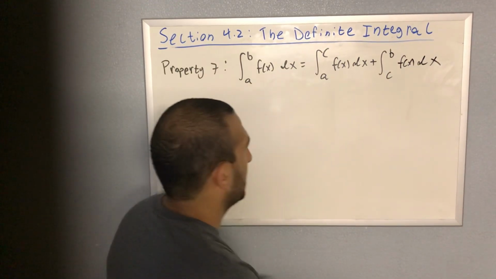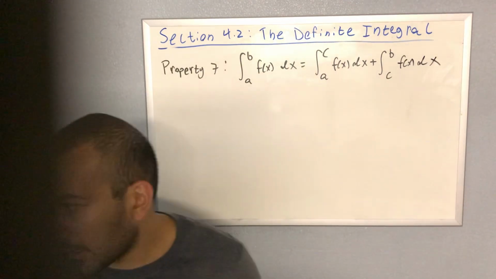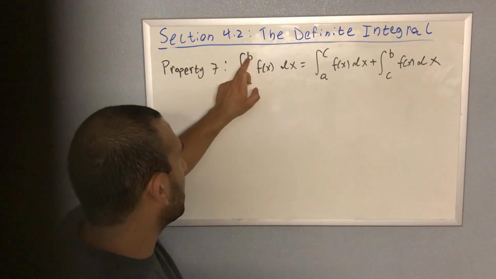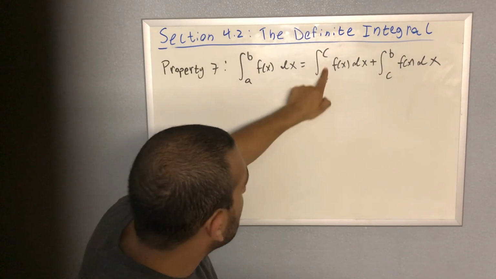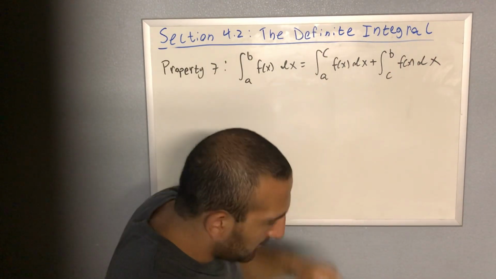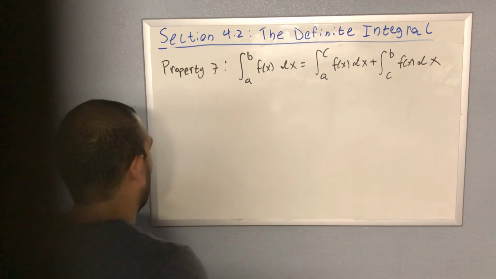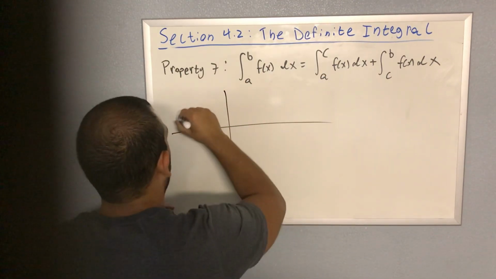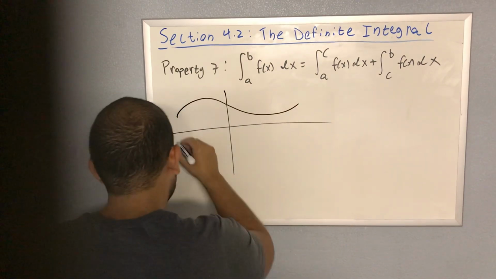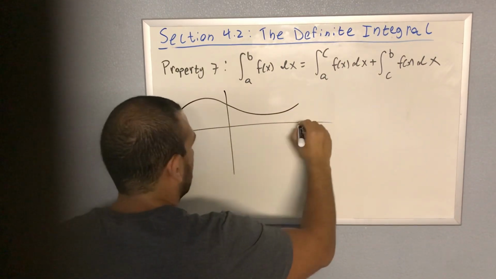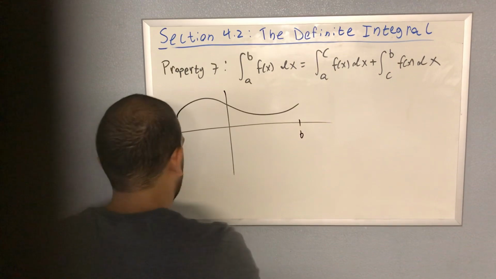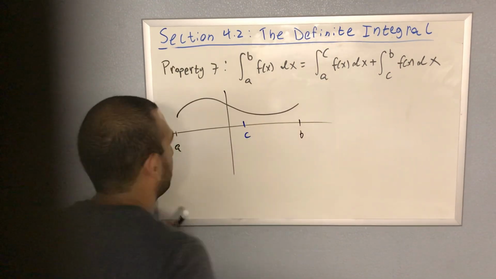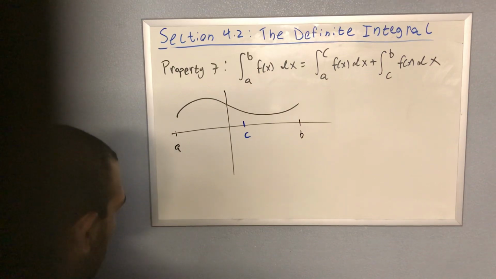Okay, so let's see if we can make geometrical sense out of this. So notice, this is from A to B. This is from A to C, and this is from C to B. So all that this is saying, say you have your function, and then here's A, here's B, and then here's some random point C between them, right?